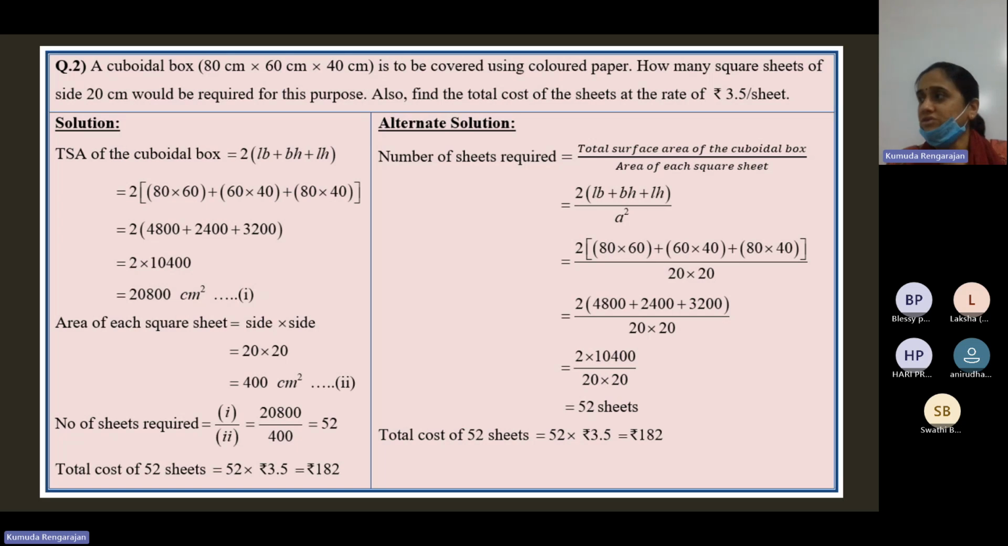Got it? Understood? Any questions here, children? All right. Online children? Pranav, Blessy, and Laksha.